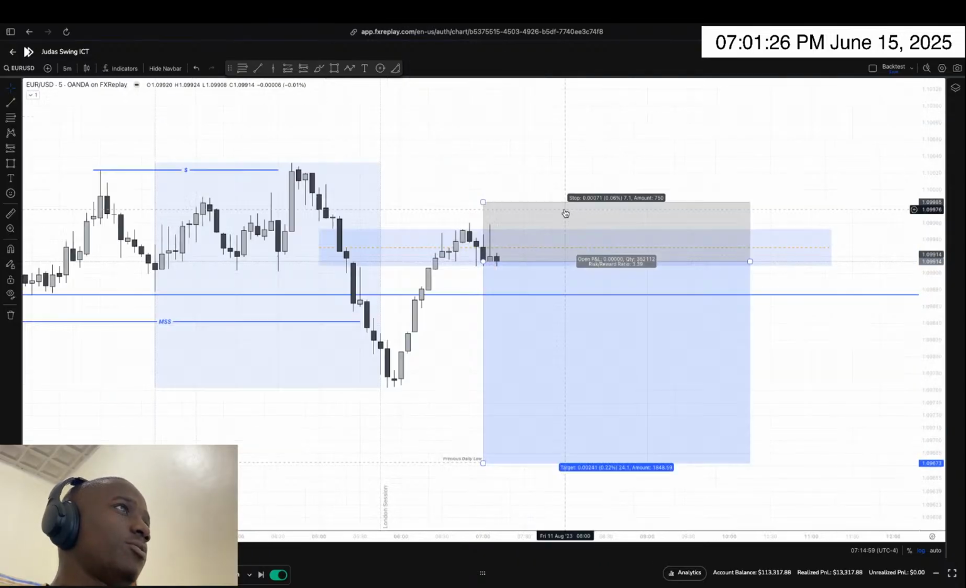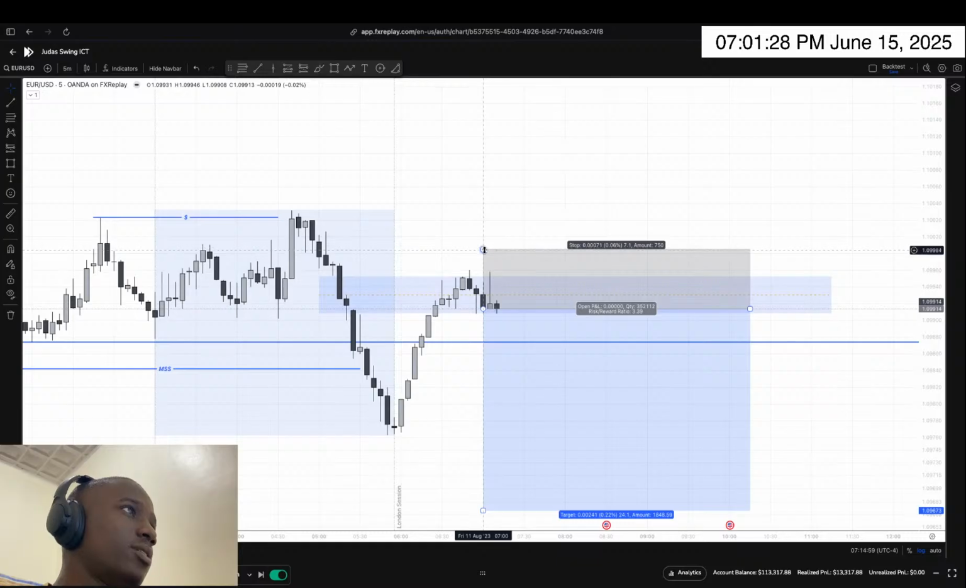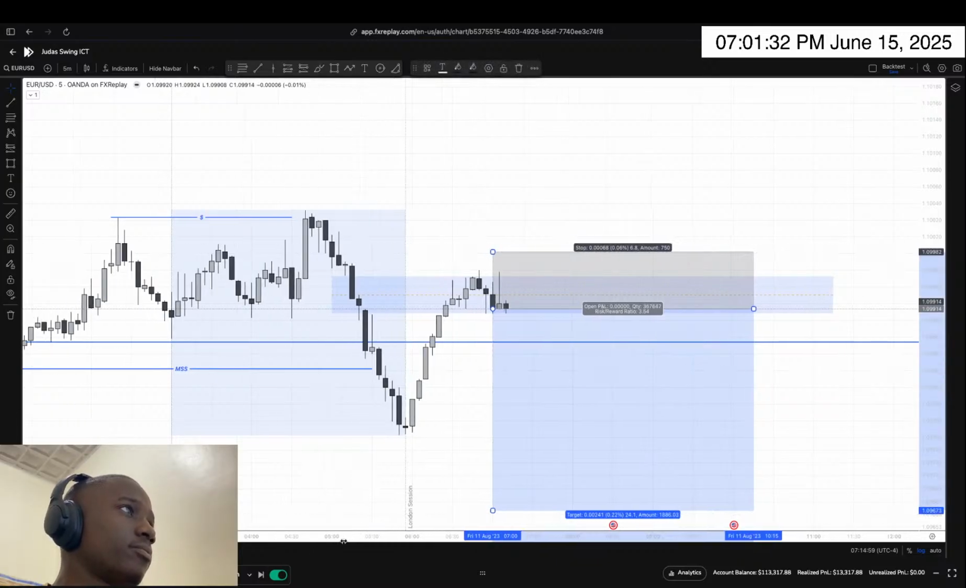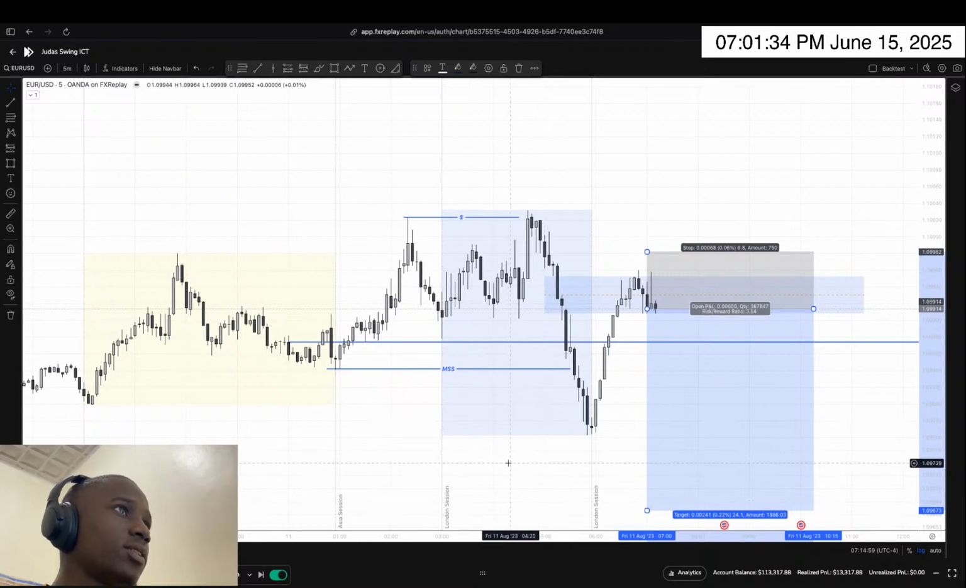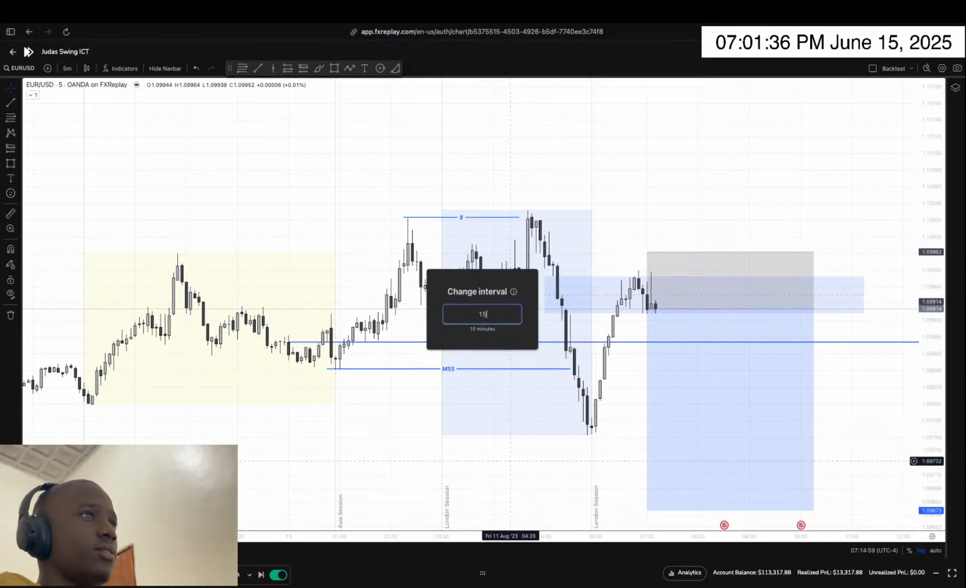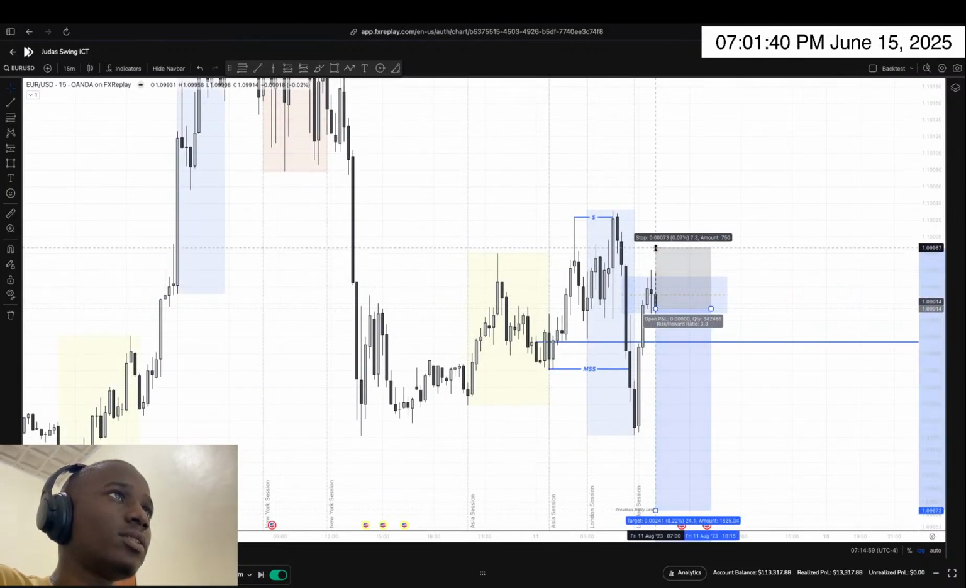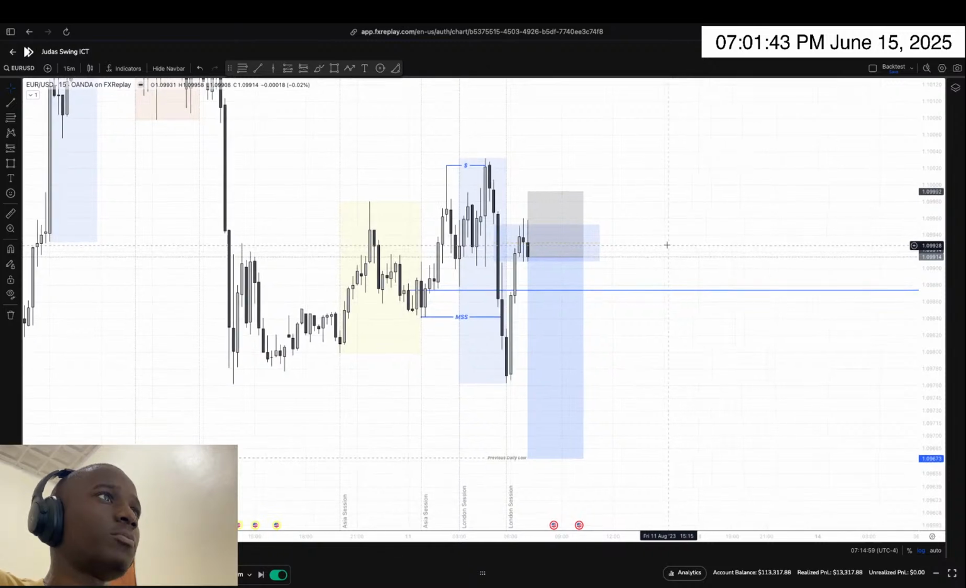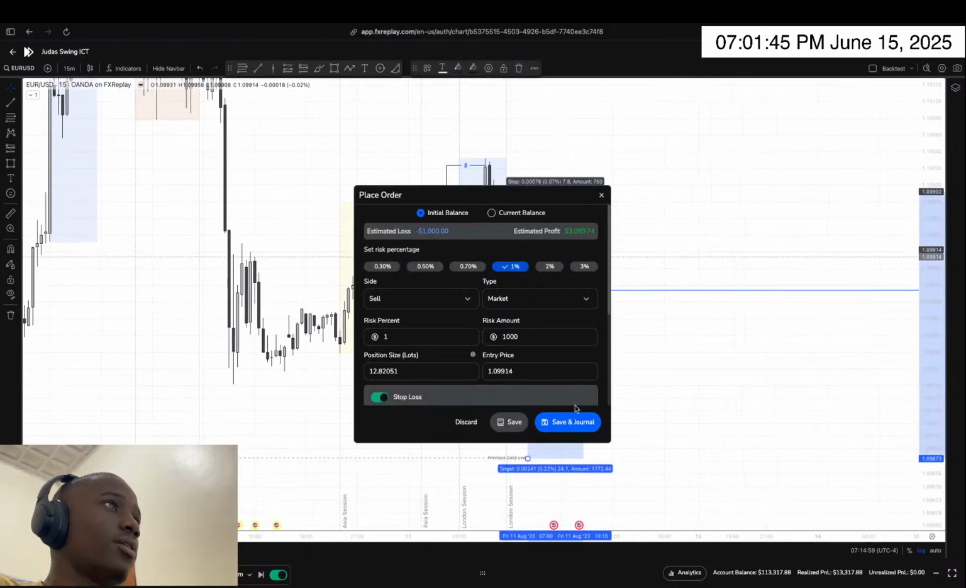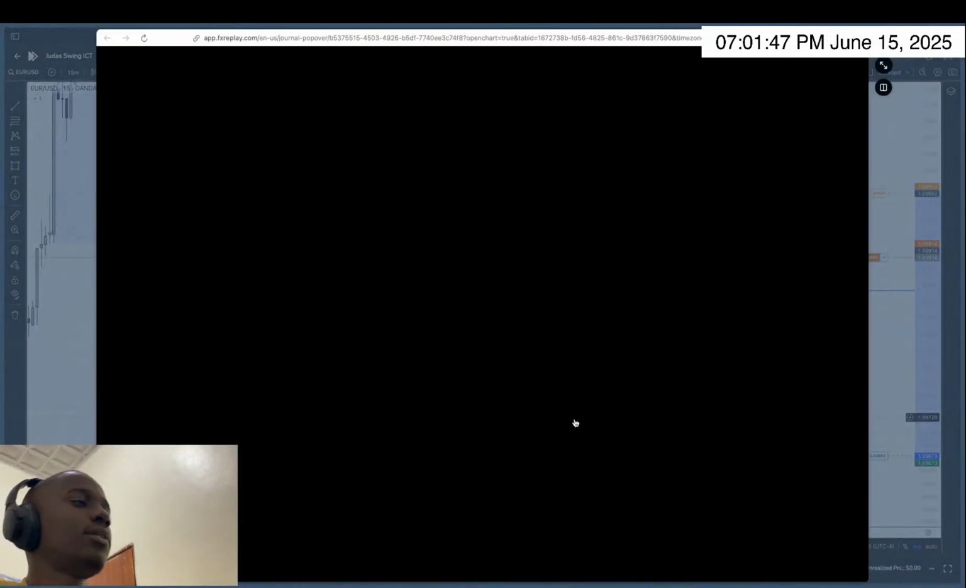I go to the 5 minute to refine the entry more. Can put my stop loss somewhere there. How's the 5 minute looking like? 15. Sorry. I would extend my stop loss above to make it a full 1 to 3. Risk 1%.